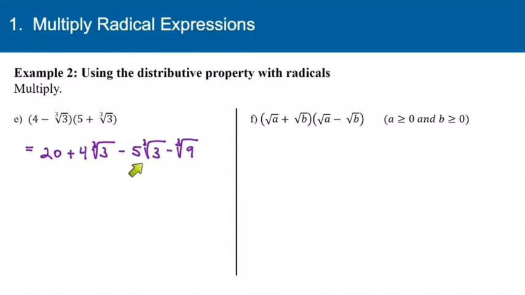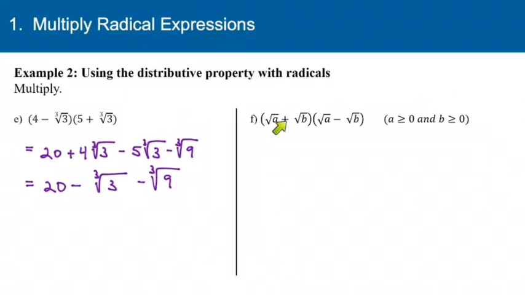But we do have two like terms here. The 4 times the cube root of 3 minus 5 times the cube root of 3 will combine to make one term. 4 minus 5 is negative 1. So we're going to end up with 20 minus 1 cube root of 3 minus cube root of 9. And that's our final answer here. Although you can eliminate this 1 if you want to, you can just choose not to write that coefficient, and that actually probably is best. Okay, let's try part F.